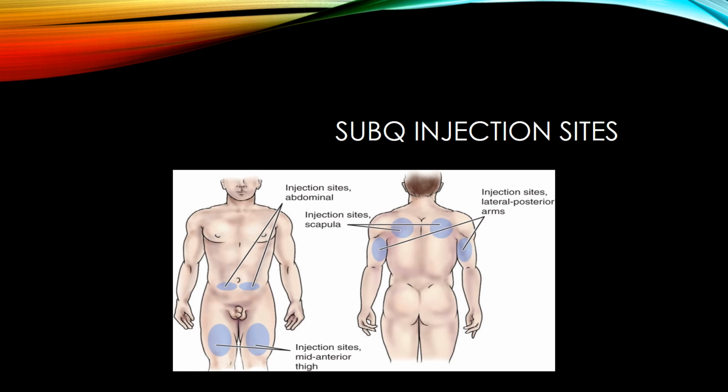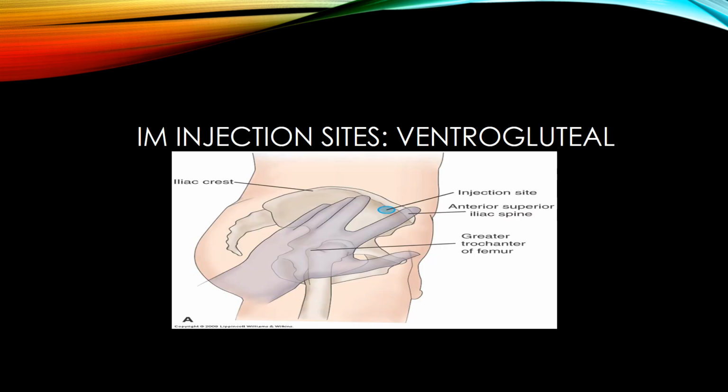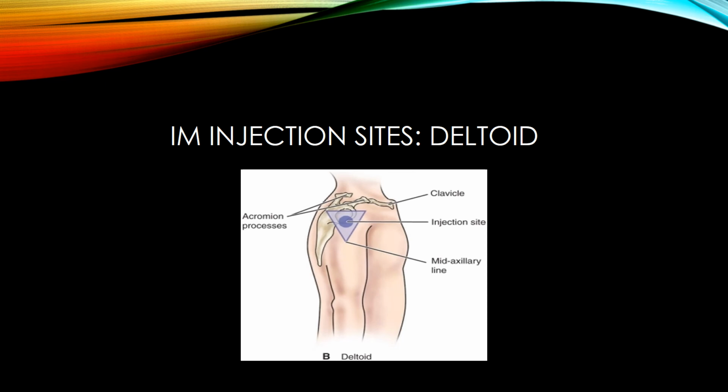These are examples, and these are in your book as well, of places for sub-Q injections. And there's sites for IM injection. And you will practice this. You will practice this on mannequins, not on each other.